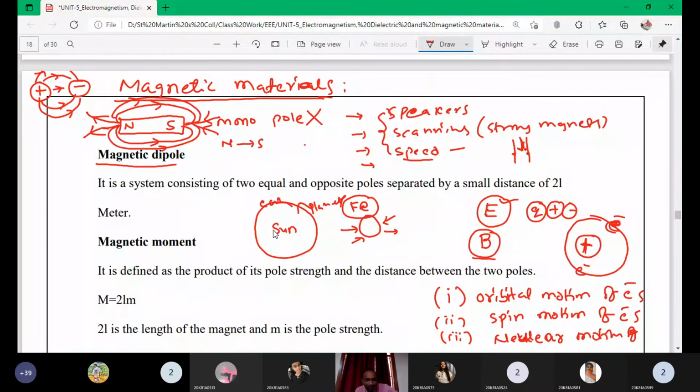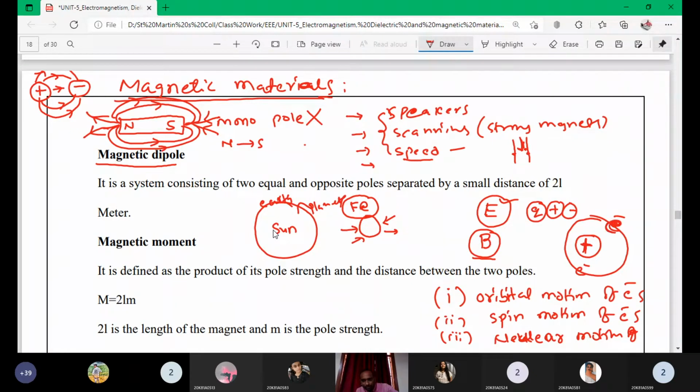Suppose you take the earth: the earth will revolve on itself and also revolve around the sun. So the earth rotates on itself, and it also moves along its orbit around the sun. Same thing, electrons also revolve on themselves and also revolve around the nucleus.